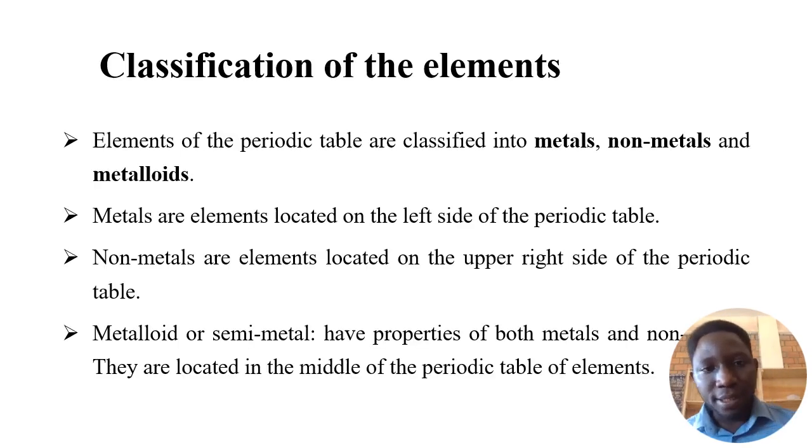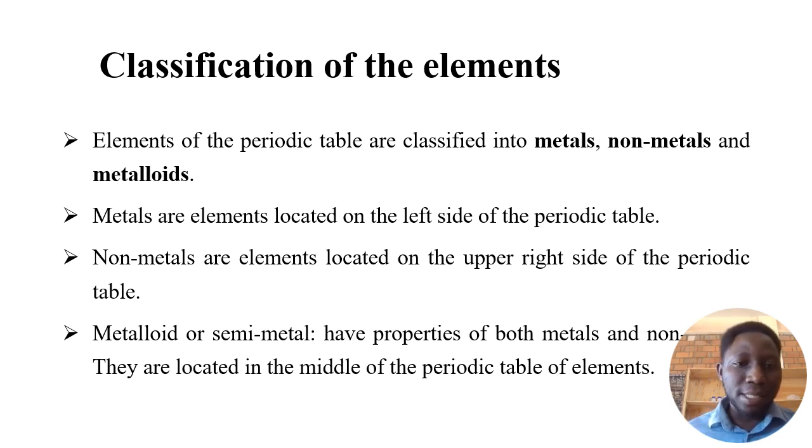Classification of the elements. Elements of the periodic table are classified into metals, nonmetals, and metalloids. Let's start with the term metals. Metals are elements located on the left side of the periodic table. Nonmetals are elements located on the upper right side of the periodic table.